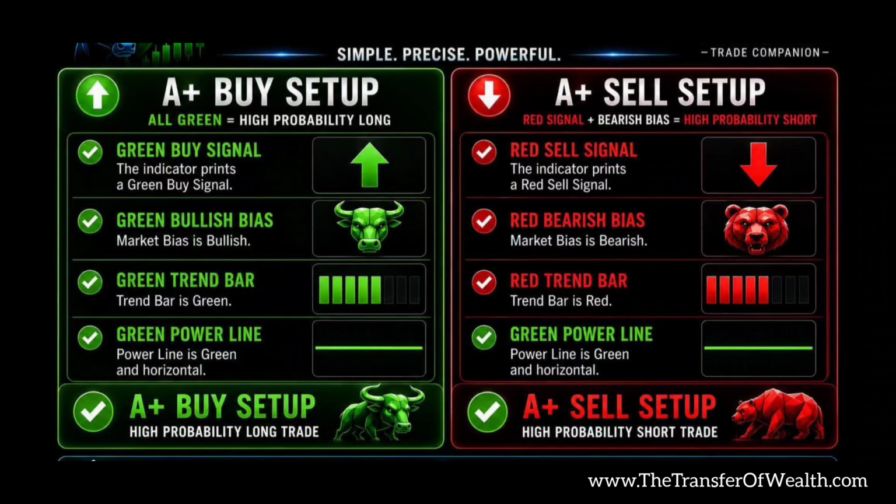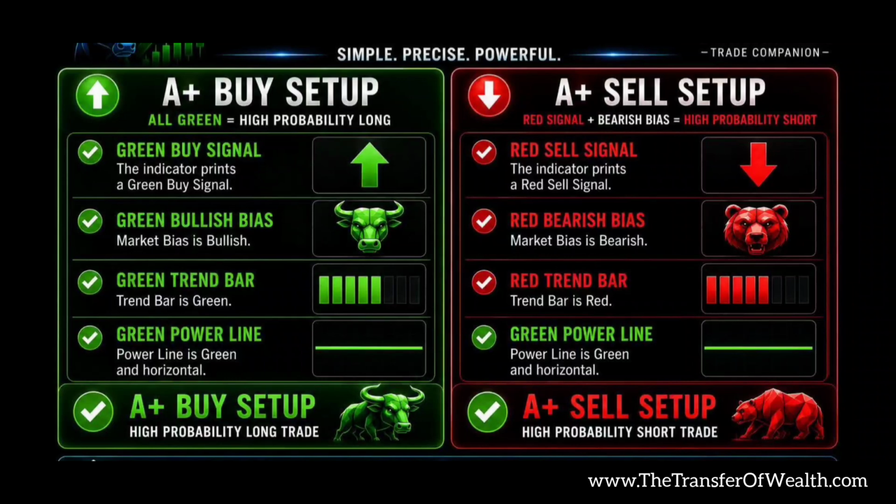You look for a green trend bar. That's the wavelengths that I showed at the bottom of the screen. You want that to also be green. And then you're looking for a green power line. Power line that is green and horizontal basically says money is in the market right now at this time. Come get some. It's so many words. Once all those four things have been checked, consider that an A+ buy setup. So it's a higher probability. Real simple. 1, 2, 3, 4.